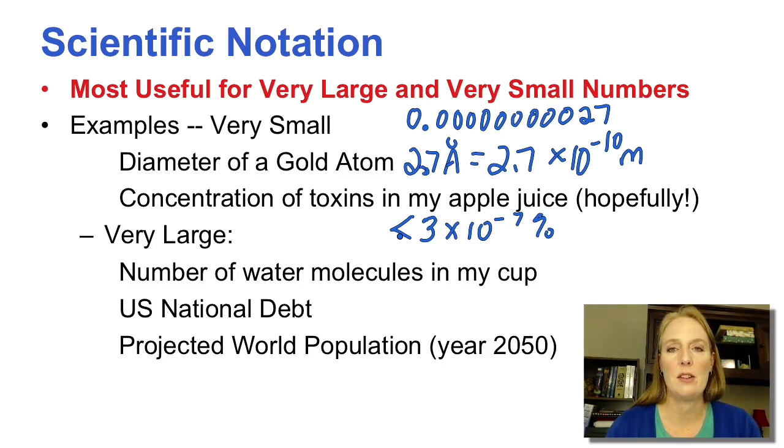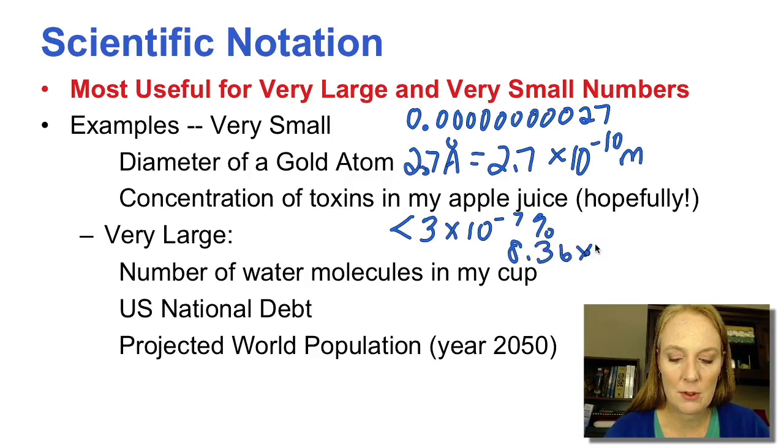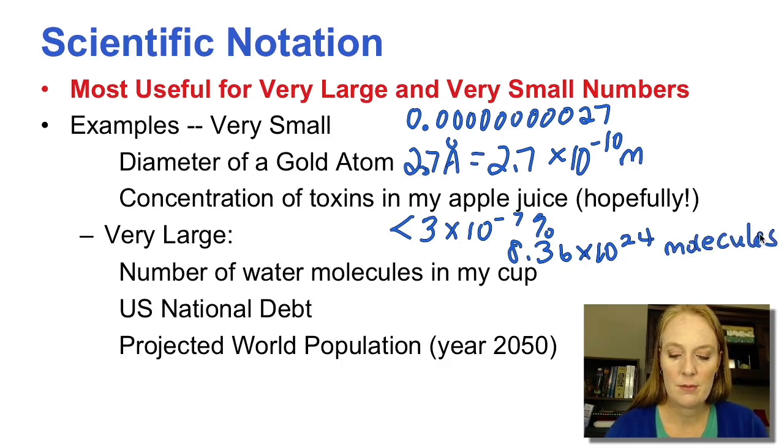Atoms are so tiny, you'll see quickly that if we're looking at even a relatively small amount of molecules or atoms, the number of molecules and atoms can be very large. In other words, if I had a cup of water, how many water molecules would that be? It turns out that would be 8.36 times 10 to the 24 molecules of water in 1 cup of water. Just a little coffee cup. That's a lot. That's a large number.